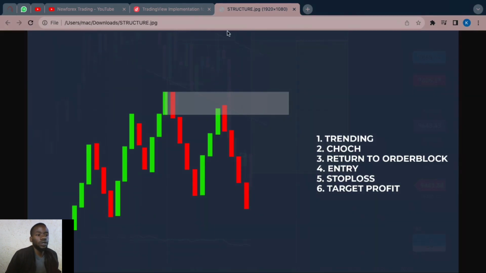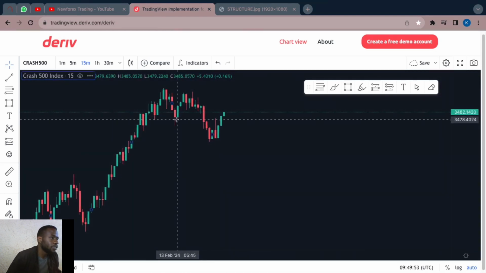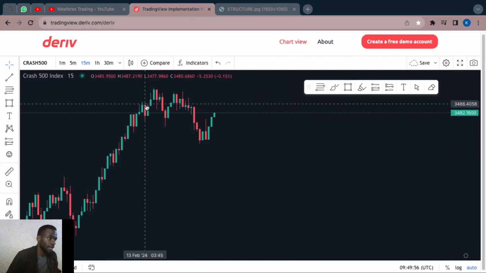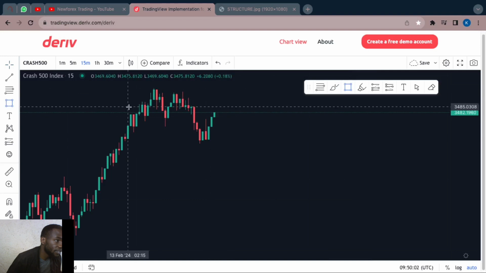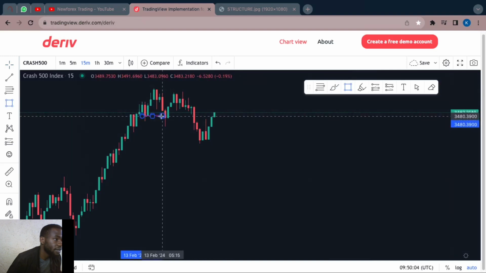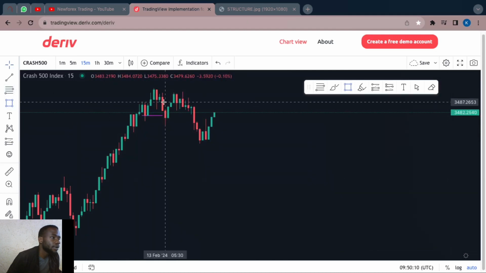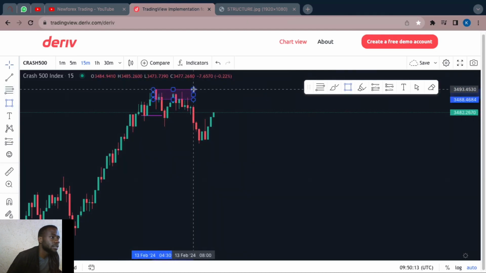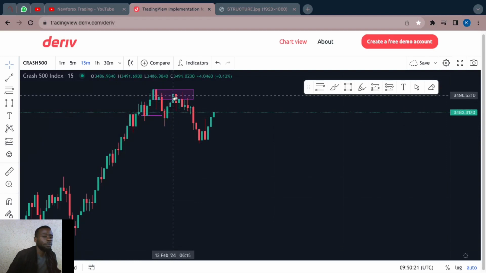Okay, so now we are going to dive into the fresh markets Crash 500 chart. This is what is happening currently. Right here we were trending. It was an uptrend, and then we had this structure break. This is our change of character right here. Then we mark out our order block. This is our higher time frame order block, it's an M15, and now we'll be waiting for price to come back into this order block.